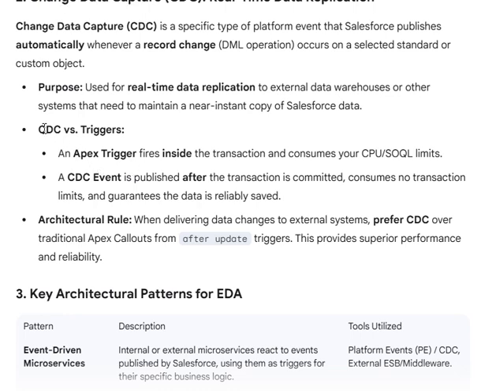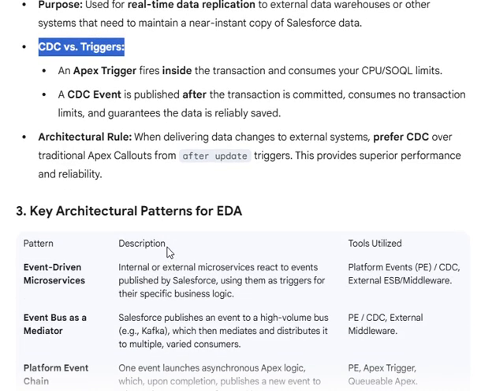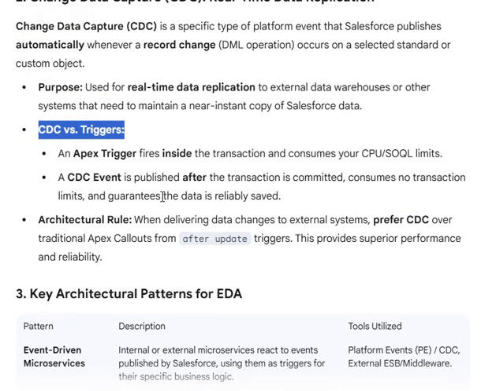If we compare change data capture with triggers, we will find out that Apex triggers fire inside the transaction, which affects the CPU and SQL limits. Change data capture is published after the transaction is committed, so it consumes no transaction limits and guarantees data is reliably saved. So the architectural rule: when delivering changed data to an external system, we need to prefer change data capture over traditional Apex callouts.